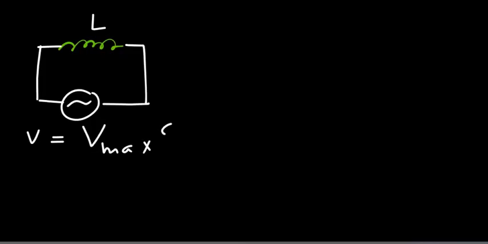The third circuit is the one with inductor, and it's constructed in the following manner. So that is an AC generator, and that is an inductor with inductance L. As always, let's assume the voltage output from the generator is given by a sine function, like that.